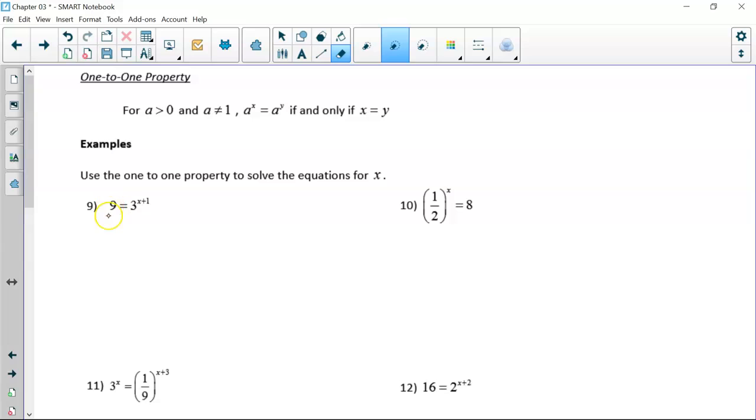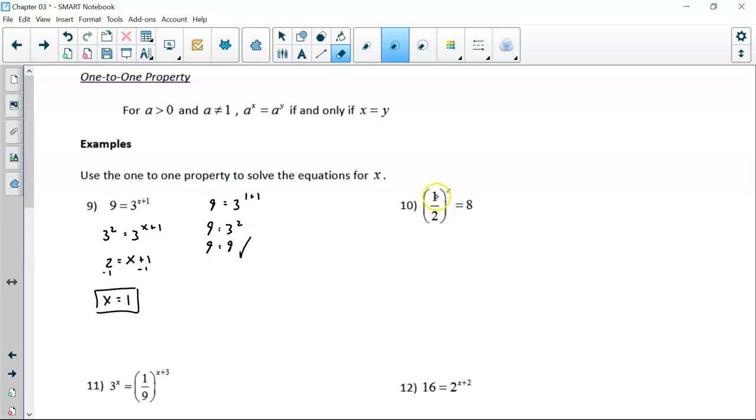Now, 9 is the same as 3 squared. So I can write 9 as 3 squared, and that equals 3 to the x plus 1. Now, I have my bases equal to each other. So once my bases are equal, my exponents are equal. Then 2 equals x plus 1. So then when you subtract 1 from both sides, x equals 1. And you can see that's true. 9 equals 3 to the 1 plus 1. 9 equals 3 squared. 9 equals 9. It worked.